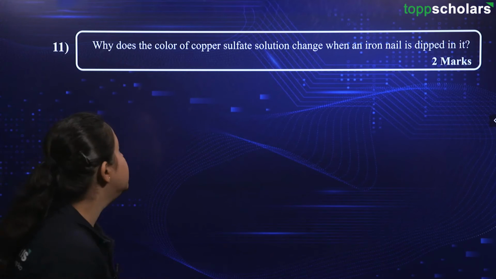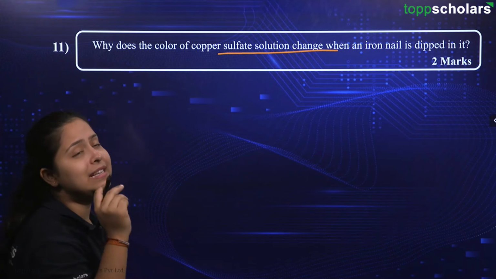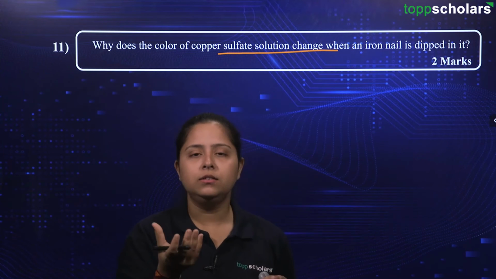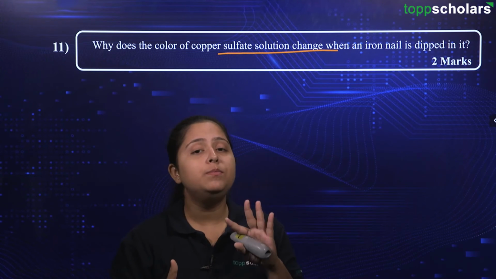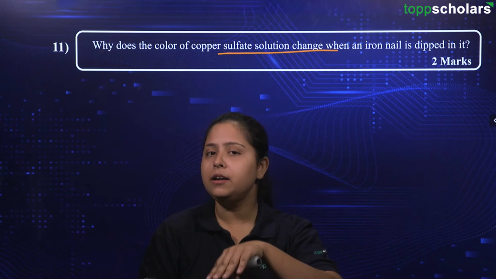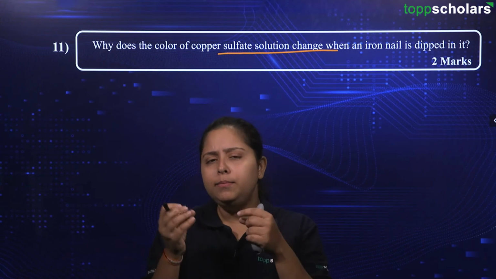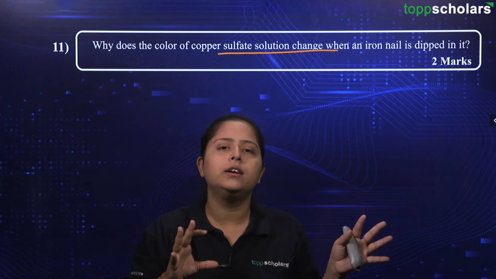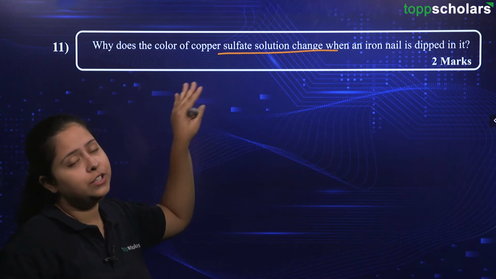The question here is, why does the color of copper sulfate solution change when an iron nail is dipped in it? So, basically, just consider you are having a flask or a small beaker in which copper sulfate solution is given. Copper sulfate solution is bluish in color, okay? And then you will place this iron nail inside that beaker full of the solution of copper sulfate. Now, you will see that the bluish color that was with the solution is now changing to some other color, okay? We are being asked, why is the color of this solution actually changing?